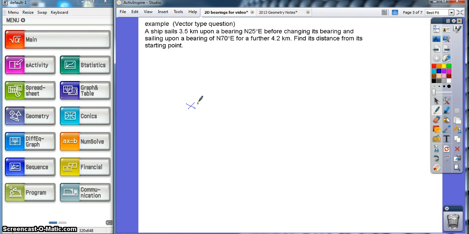I'm going to have a starting point here. Now, I can safely go over to the left because I'm going to go northeast and then northeast again. So, it's going to be up and right and up and right. I can tell that from here.